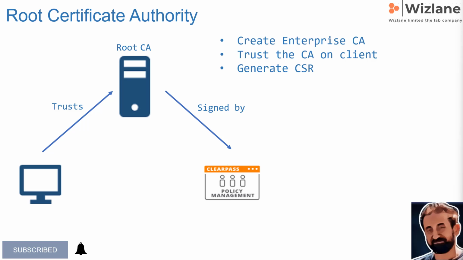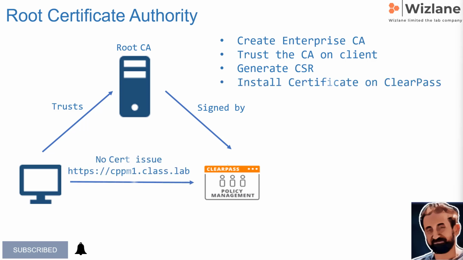Then we will show you, using ClearPass as an example, how to generate a certificate signing request, sign it by the root CA, and then install it on the ClearPass itself. Once you install the ClearPass certificate, there are no issues between the browser on the machine and the connection to ClearPass, because it's signed by a trusted root CA.